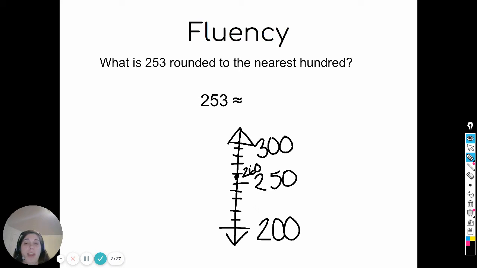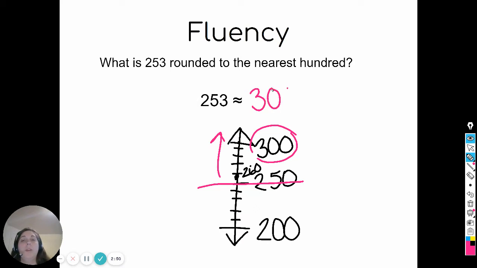Okay, so as you were messaging me the answer, I went ahead and set up my number line, and I plotted a point right about where 253 would be. My halfway point is at 250, so it's just above that. And if it's above, we round up to 300. So 253 rounded to the nearest 100 is 300.